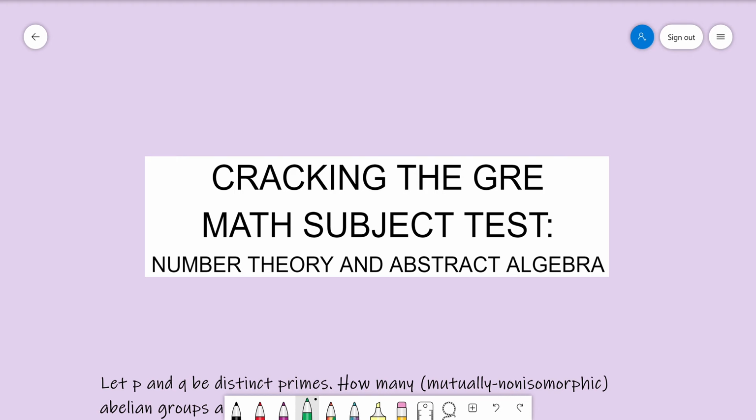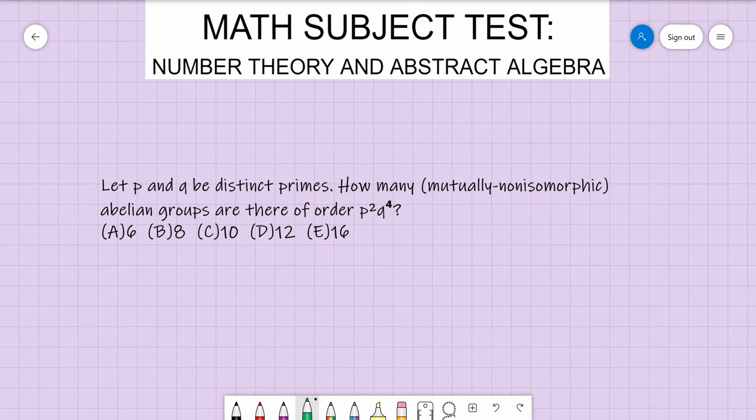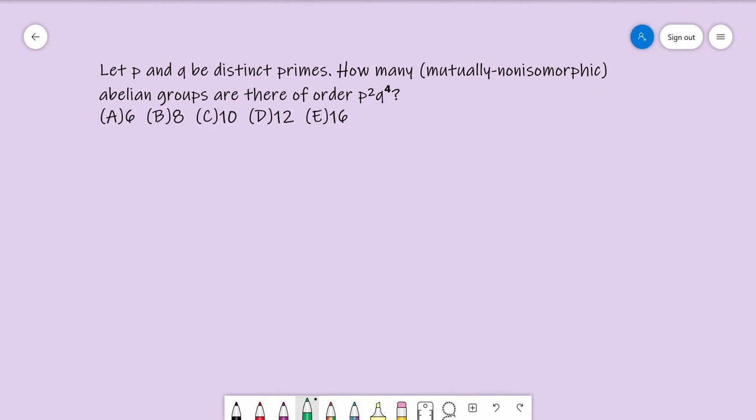This is question number 12. We're told that P and Q are distinct primes, and we're asked how many mutually non-isomorphic abelian groups there are of order p squared q to the fourth. So there's a few things you have to remember here. Well, just abelian group, that's a group where the elements can commute under the group operation.